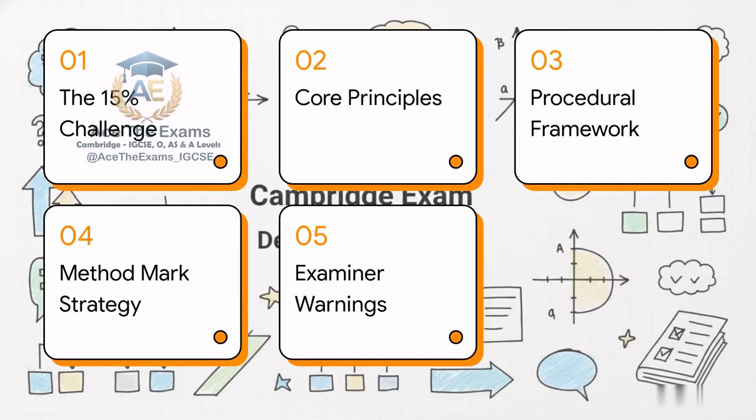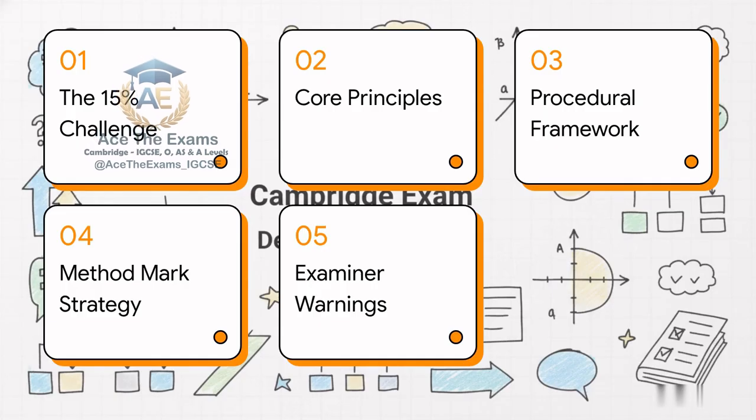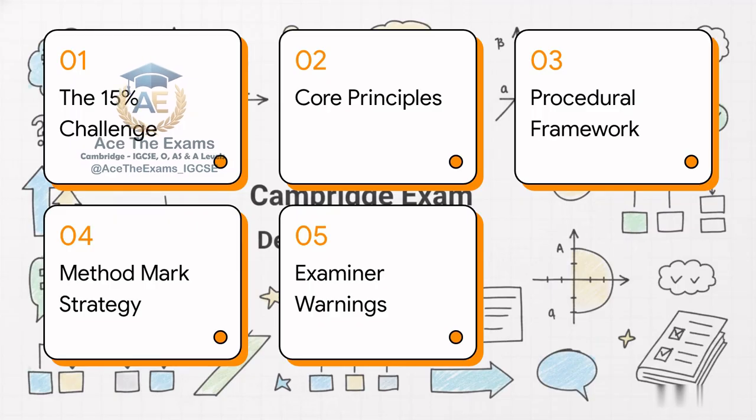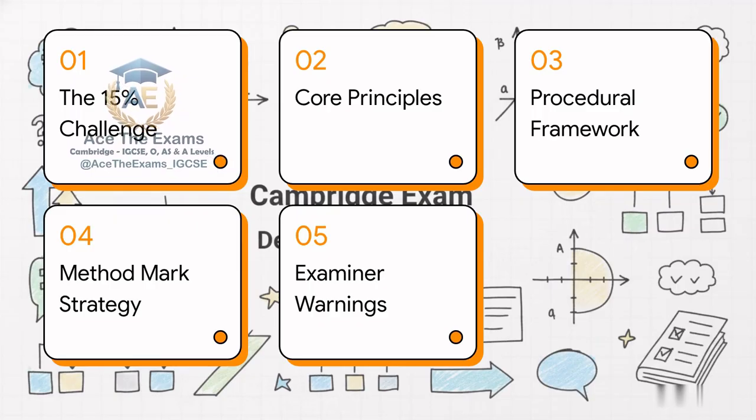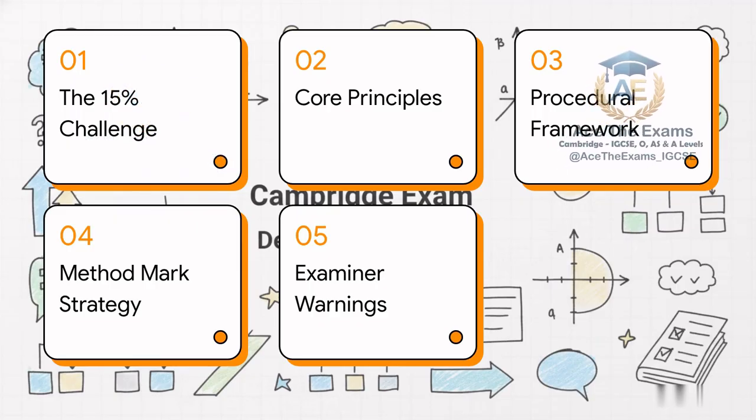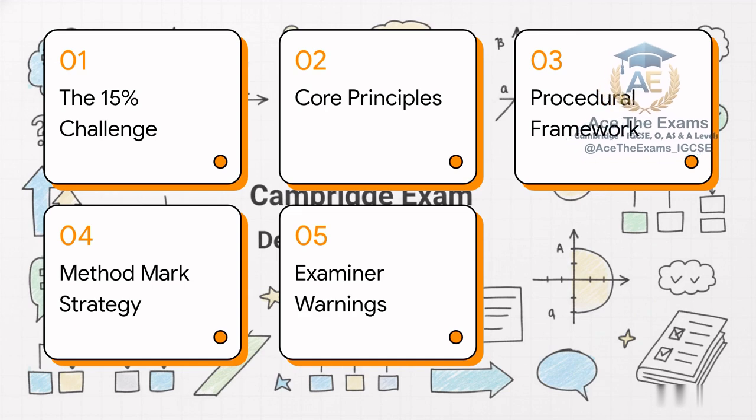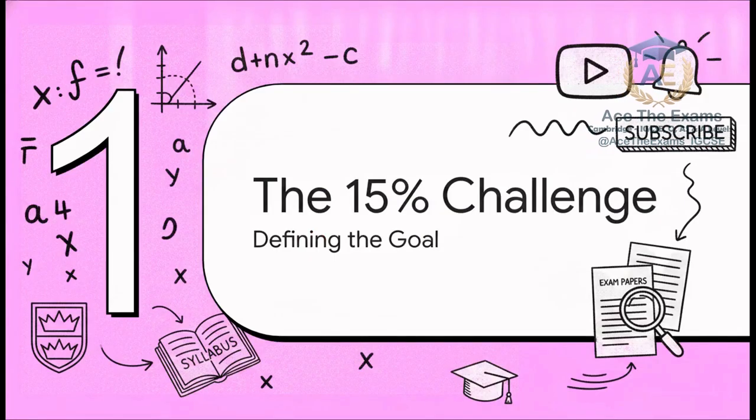So here is our roadmap for today. First, we've got the 15% challenge. Second, mastering core principles. Third, the procedural framework. Fourth, the method mark strategy. And finally, top examiner warnings. Let's get right into it. Part 1. The 15% challenge, defining the goal.